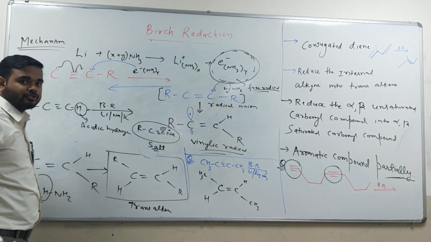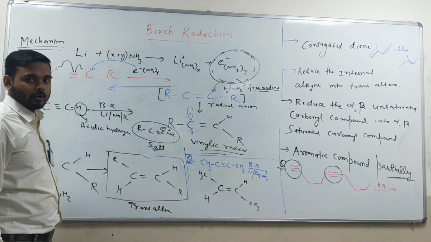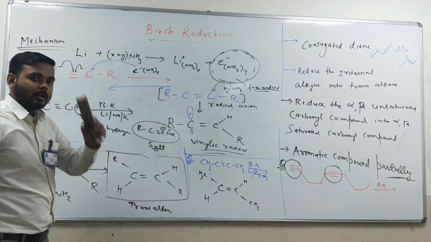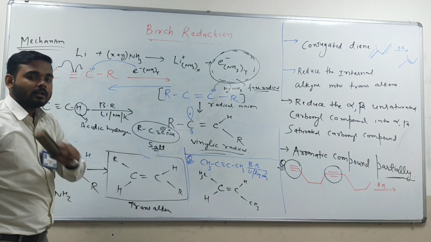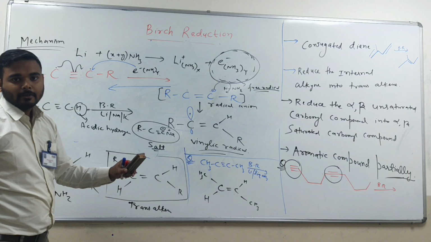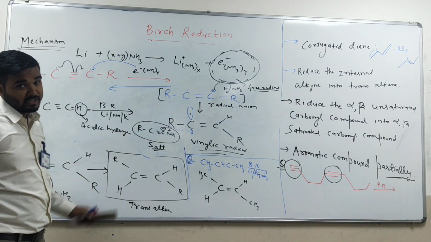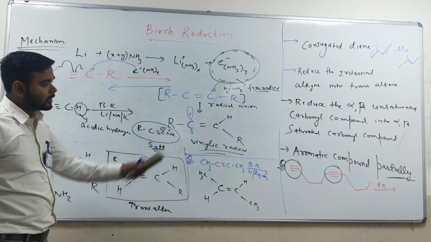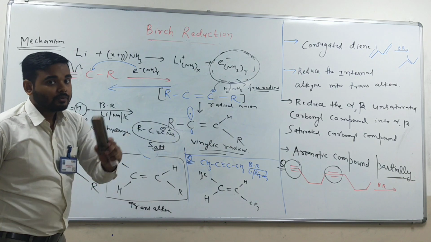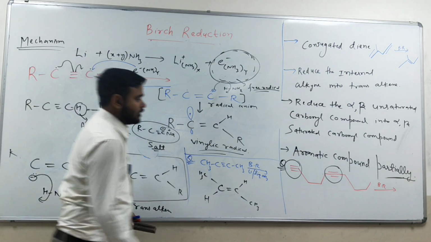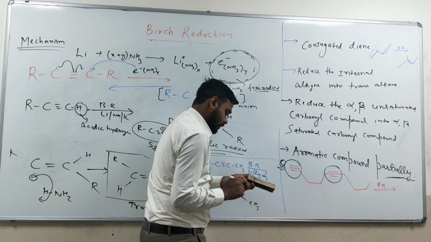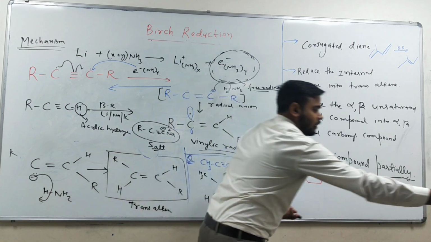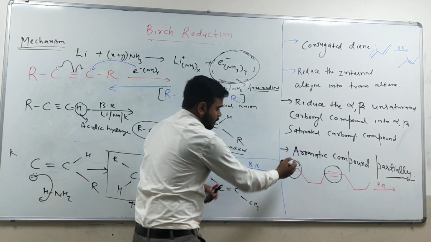You are not getting the Birch reduced product. So always keep in mind, whenever a terminal alkyne is there, no Birch reduction takes place. There will be a simple acid base reaction and it will form the salt. Whenever an internal alkyne is there, it will reduce into the trans alkene. So here, what will be the product? I hope everyone will be able to give this answer.